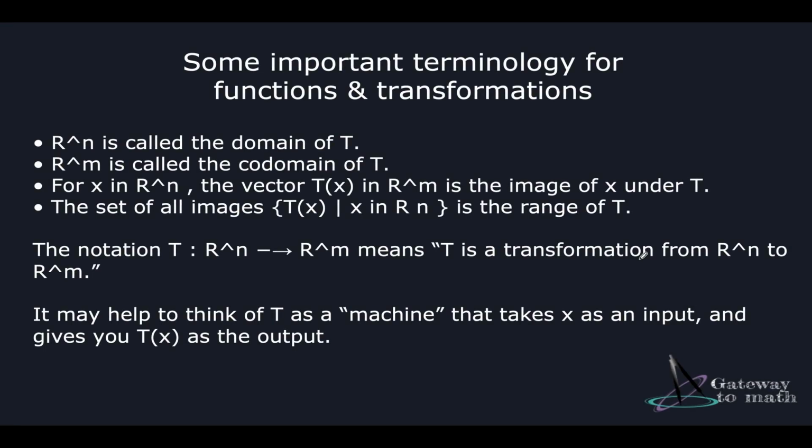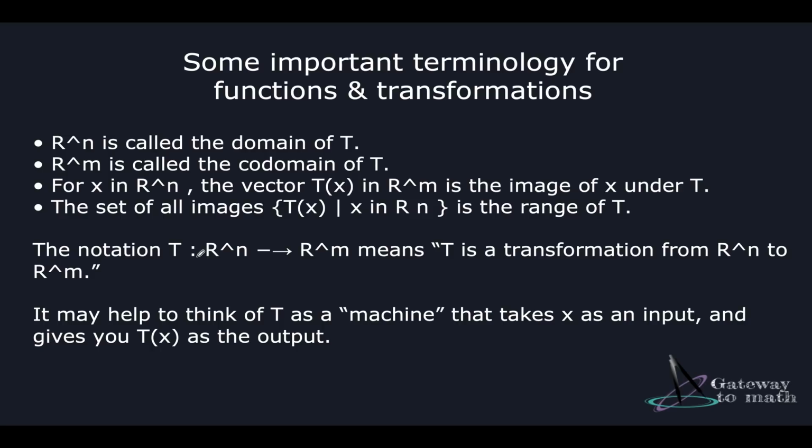Some important terminologies in continuation of our discussion. Rn is called the domain of T. Rm is called the codomain of T. For x in Rn, the vector T of x in Rm is the image of x under T. We've seen that. It's like taking the x variable as input and passing it through a machine, which is T, and the output is T of x because the T machine has done some operation. The set of all images T of x, when x is a value in R of n dimensional space, is the range of T, which we've already seen.